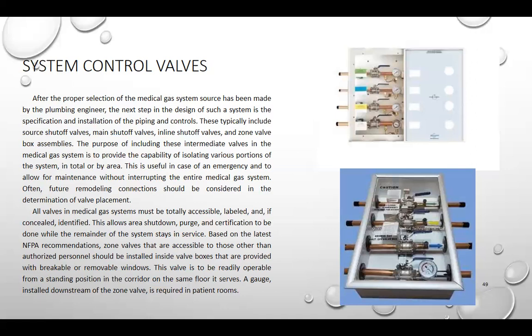The purpose of including these intermediate valves in the medical gas system is to provide the capability of isolating various portions of the system in total or by area. This is useful in case of emergency and to allow for maintenance without interrupting the entire medical gas system. Often, future remodeling connections should be considered in the determination of valve placement.